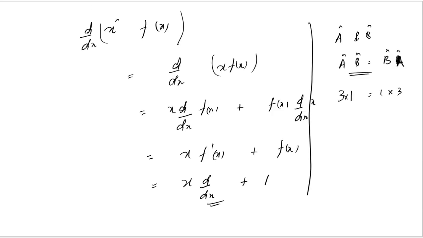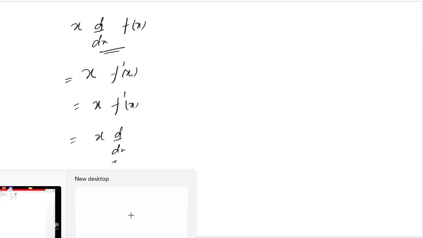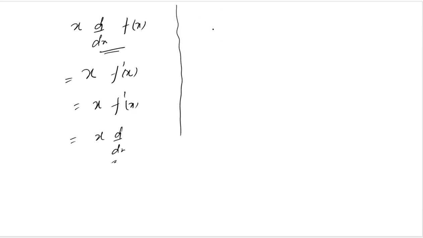Now we take the same example, d by dx, that we took earlier. This time we take x first and d by dx afterwards, and we take a function and see the result. Simply, we first differentiate the function, and then we operate with x, so we get something like x f prime of x. And if we take the function out, we get something like x d by dx. So these two are different.